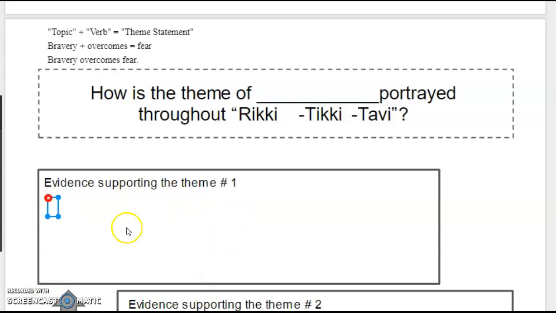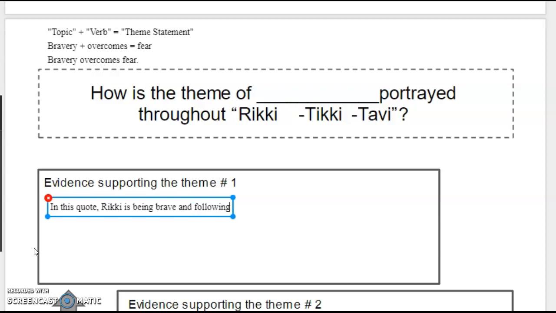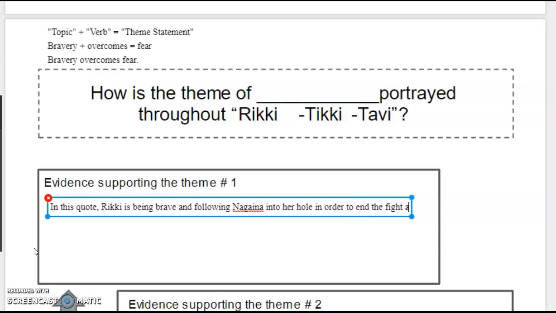Put that down, and then I want you to paraphrase. Well, in this quote, I'm going to show you how to paraphrase. In this quote, Rikki is contemplating. He's not really contemplating. He's going through with the action. Rikki is being brave and following Nagaina into her hole in order to end the fight and win.